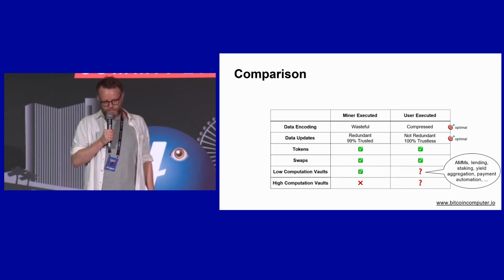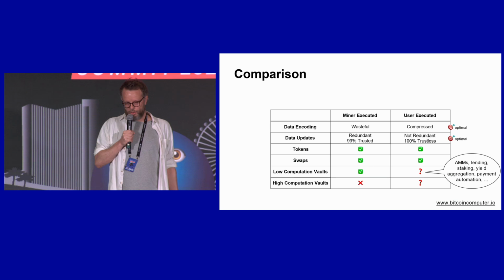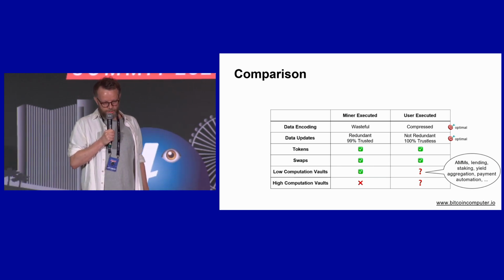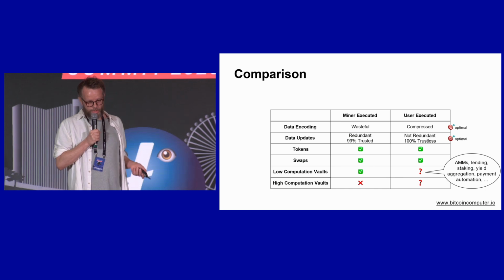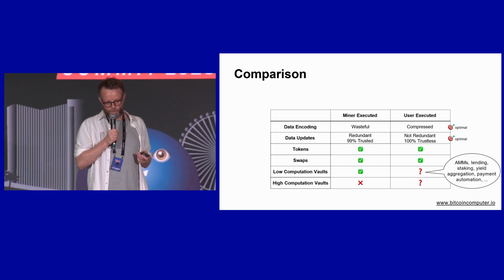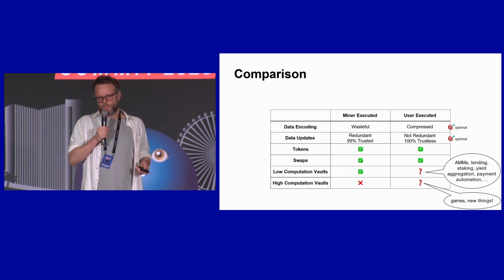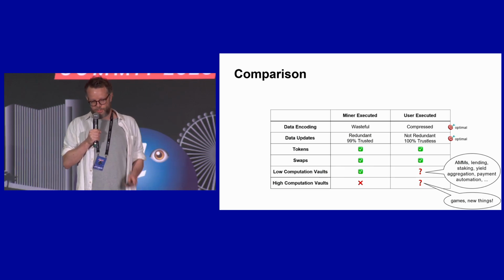Because all of these amazing smart contracts require vaults, it seems we're dependent on this inefficient way of execution. In particular, if we could do vaults in the user-executed world, we could unlock all these vaults that require a lot of computation, because now all of a sudden we have a much more efficient model.